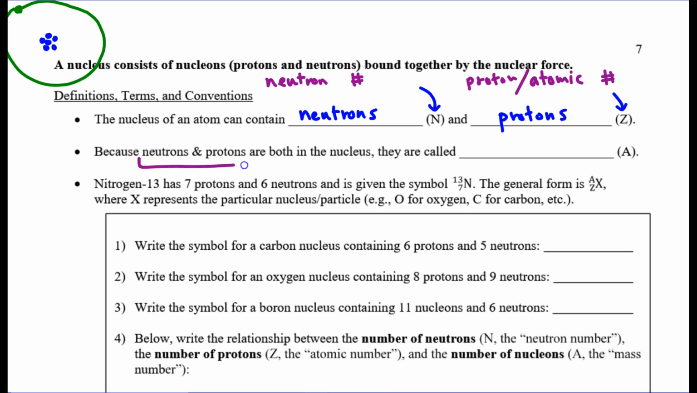Because both of them are found in the nucleus, we can generically refer to them both as nucleons. So there are two types of nucleons. Neutrons and protons are the two types of nucleons. Nucleons are just things found in the nucleus. The number we give to the number of nucleons is A. A is called the nucleon number. That's creative. Wow.